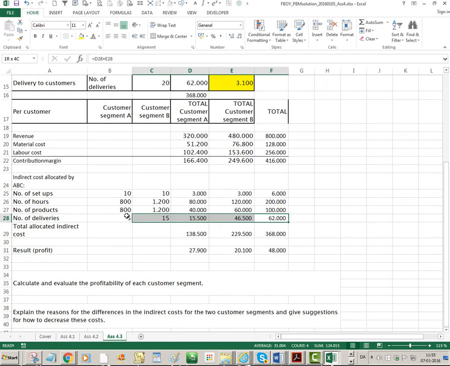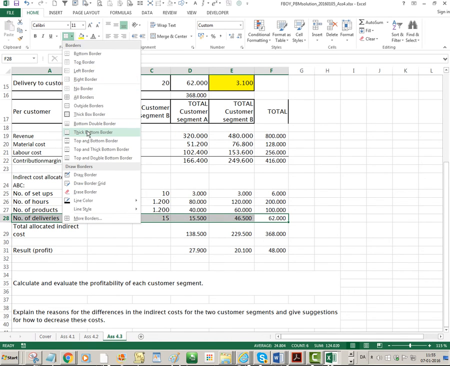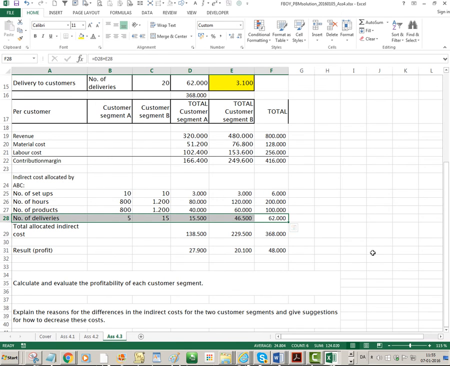Okay, I would need a line here as well, I think. So, line, bottom border, yes. Okay.